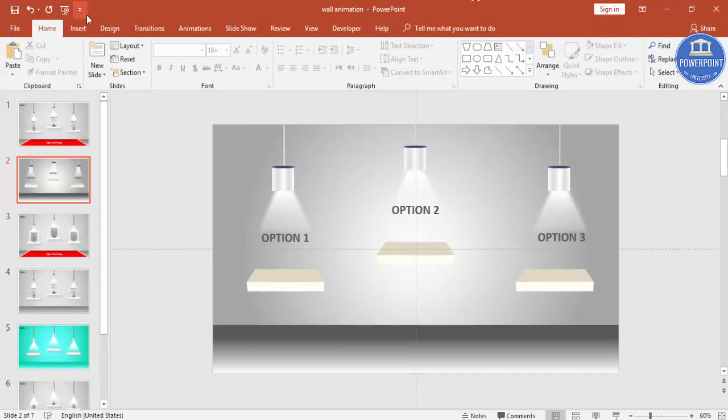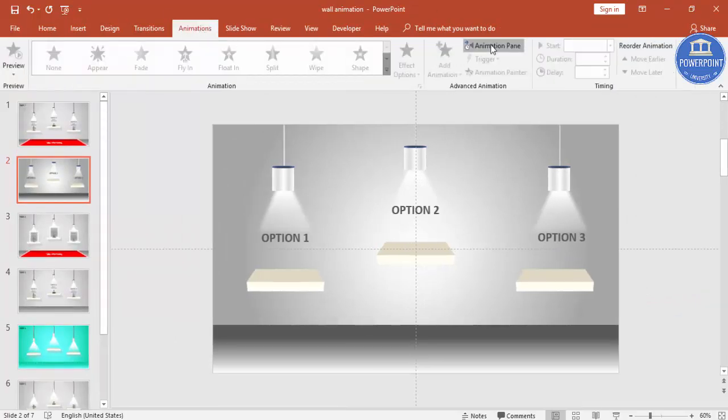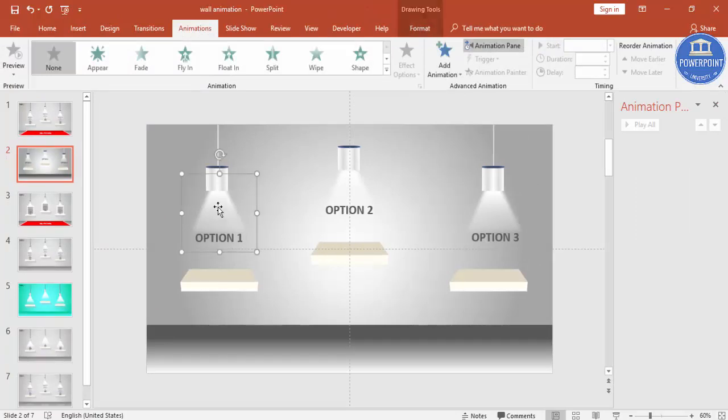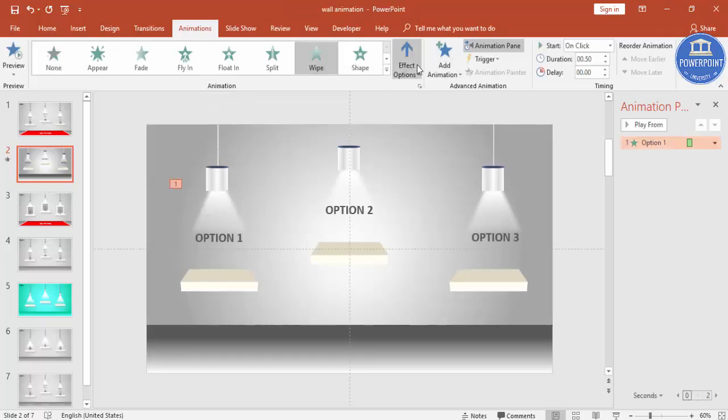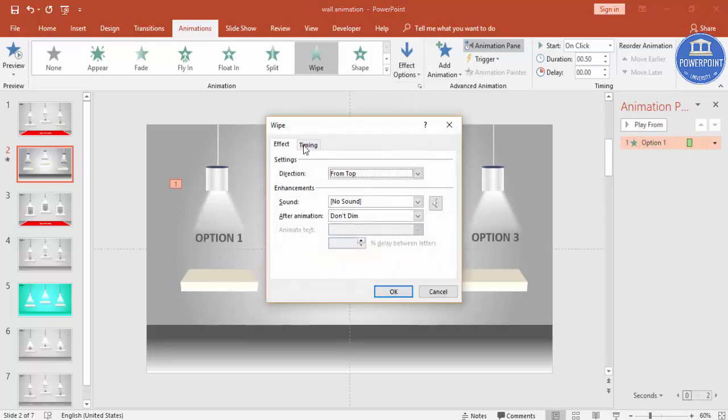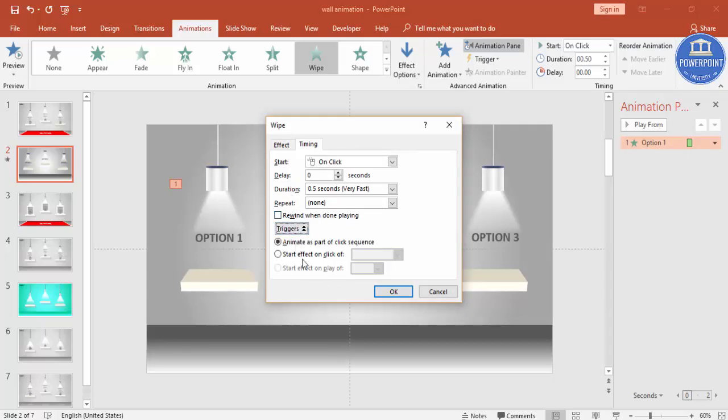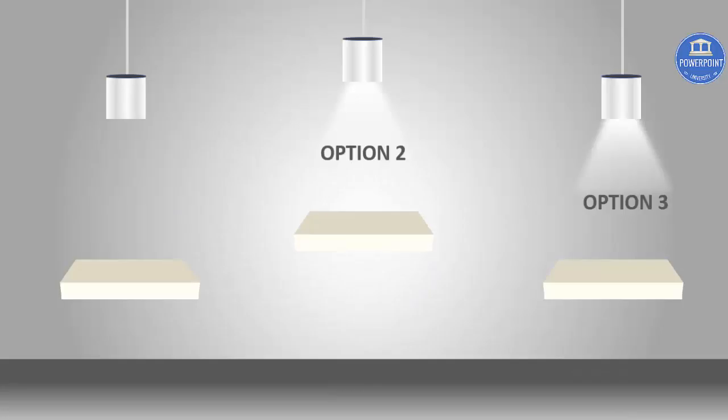Close the selection, go to animations tab, animation pane. I'm just going to select the option 1 and just say the animation as wipe, and effect just say from top, and double click the animation, go to timings, under triggers, start effect on. I will say you just go down and I will say light 1. Click OK. So here if I just say slideshow, when I click on the light it will show you the option 1 here.